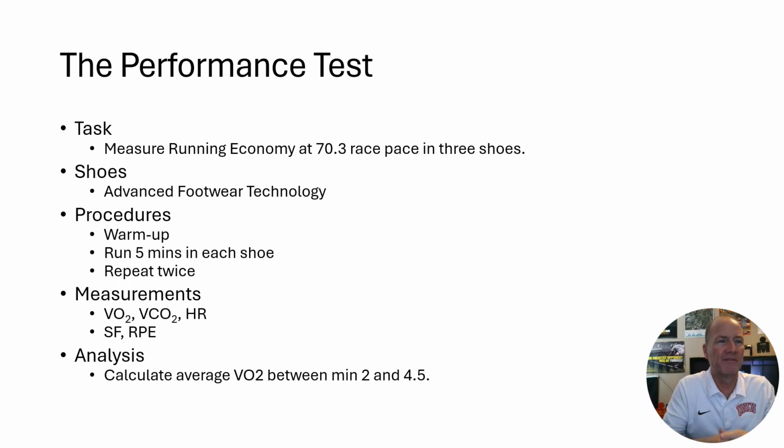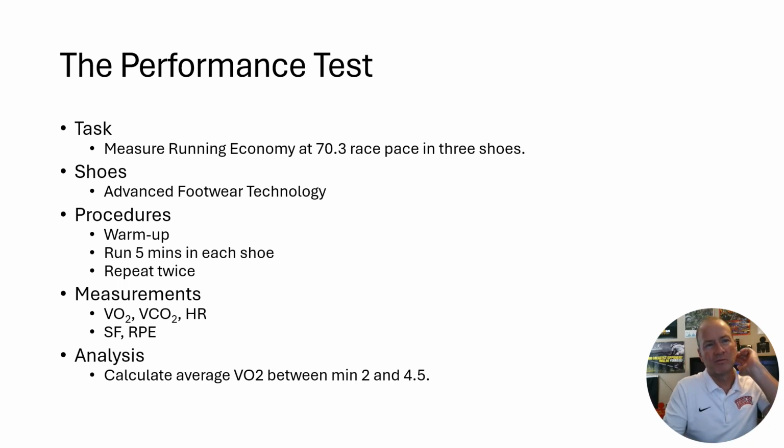The procedures: we gave the subject time to do a self-directed warm-up, and then we would have the subject run 5 minutes in each shoe, and we repeated that twice. The measurements we took were rate of oxygen consumption, rate of carbon dioxide exhaled, and we measured heart rate as well. We also did stride frequency measurement by hand. Next time we do this, we're going to set it up to be able to do stride frequency using another instrument, so it's a little bit more objective and easier to get.